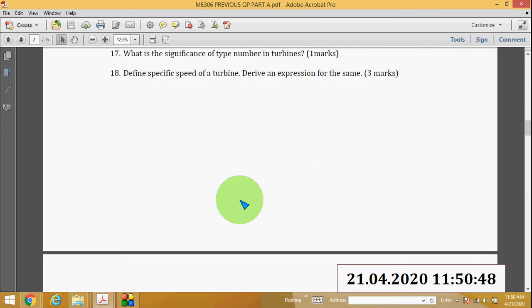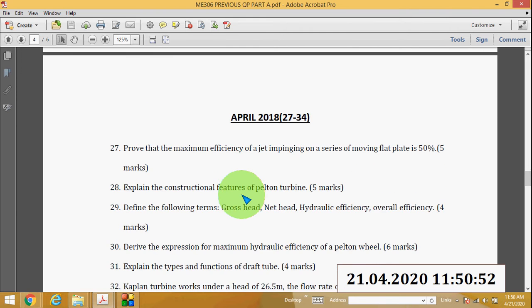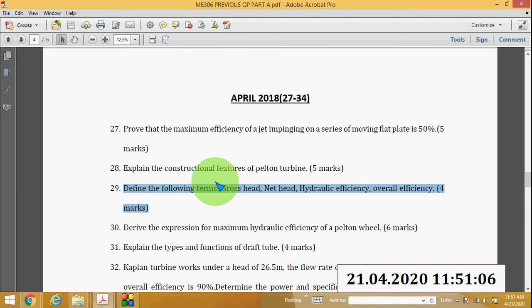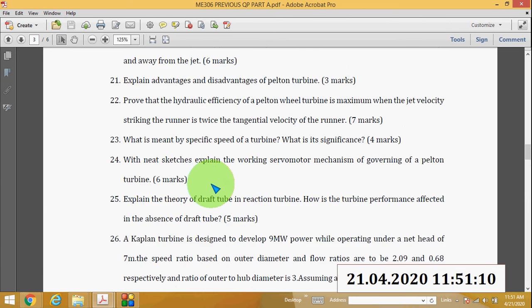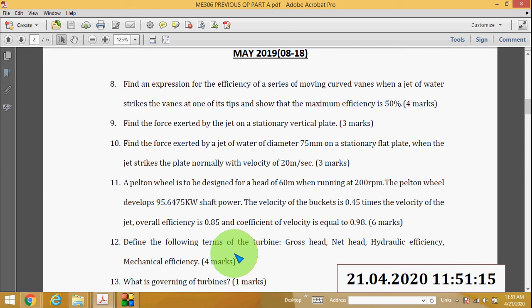Okay, then another question paper, that is the April question paper, question number 29. Again define the following terms: gross head, net head, hydraulic efficiency, and overall efficiency. Again 4 marks. You can see this April 2018 question paper and the May question paper have exactly the same 12th question. So the same question is repeating. This is a very important question: efficiencies of a turbine.